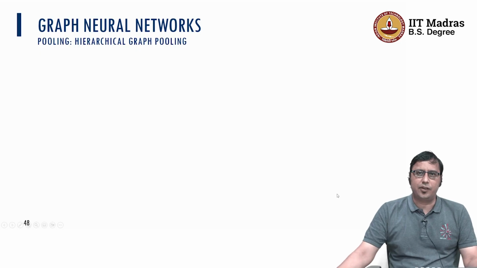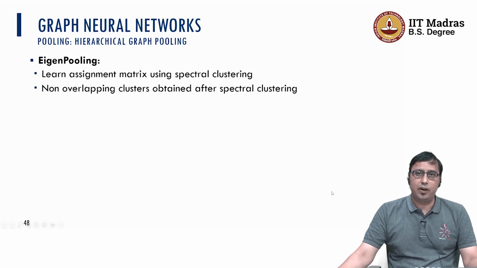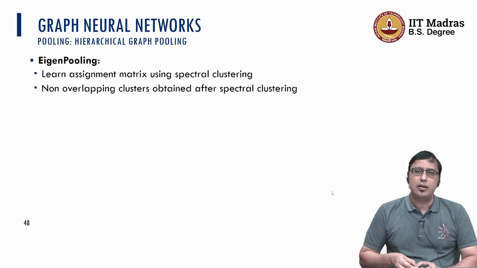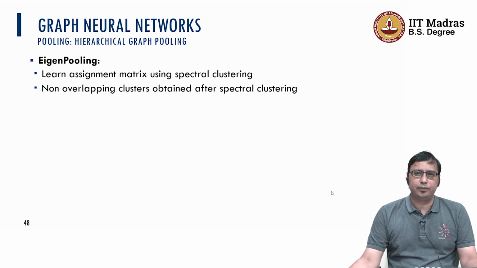In the last lectures, we learned DiffPool. In this lecture, we learn EigenPool. Here, the whole idea is to learn an assignment matrix, where we will use spectral clustering as an approach to cluster the set of nodes in our graph.